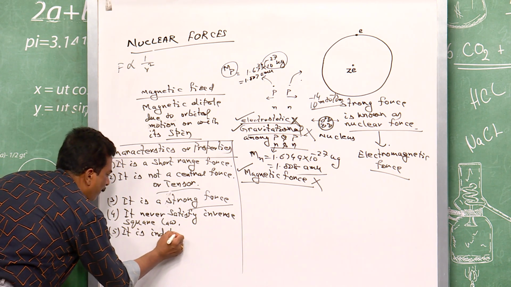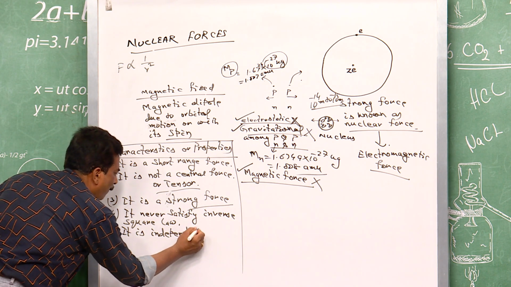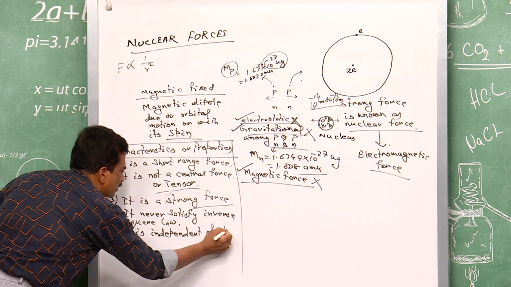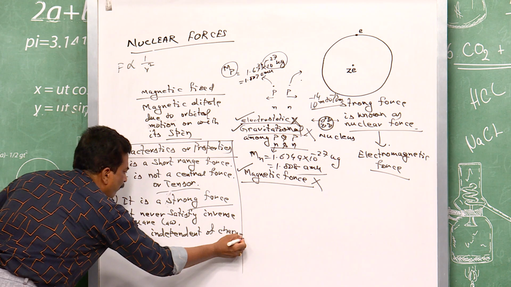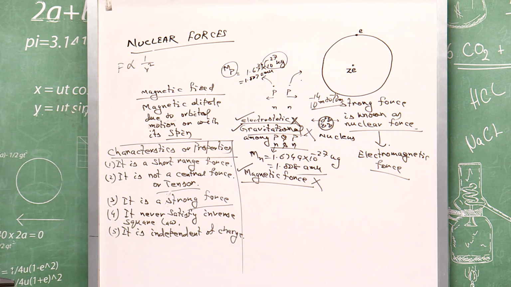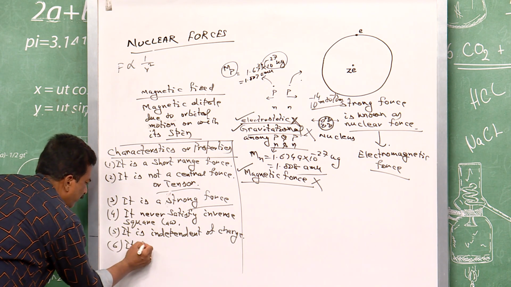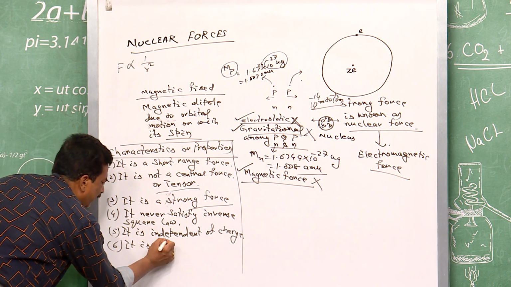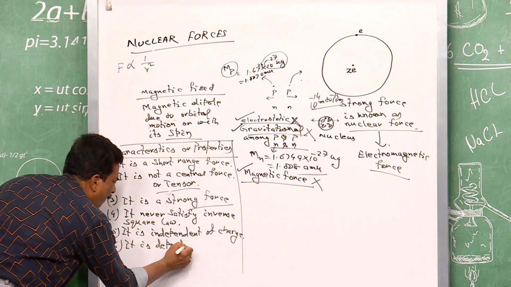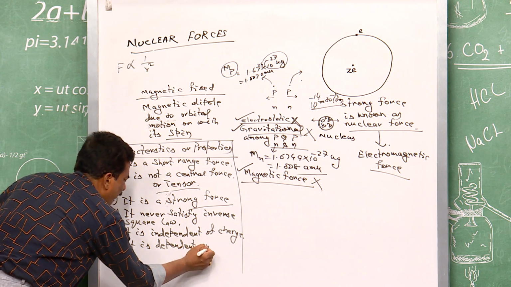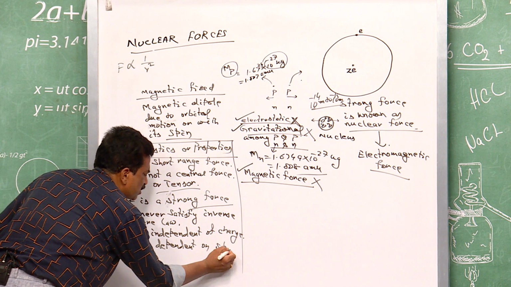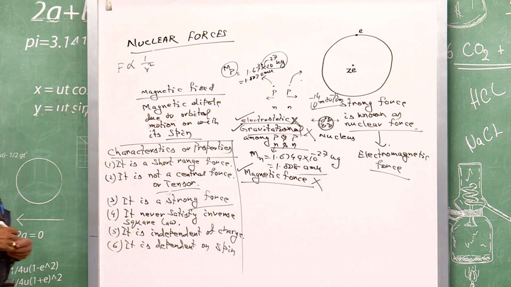The fifth one is, it is independent of charge. It is independent of the charge. And the sixth one, it is dependent on spin. These two are very important.